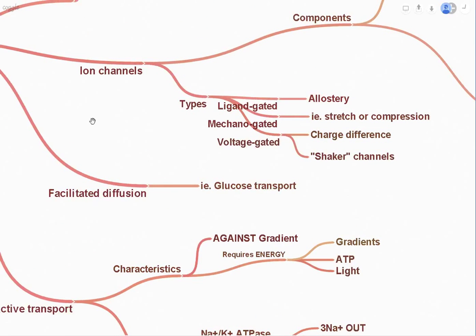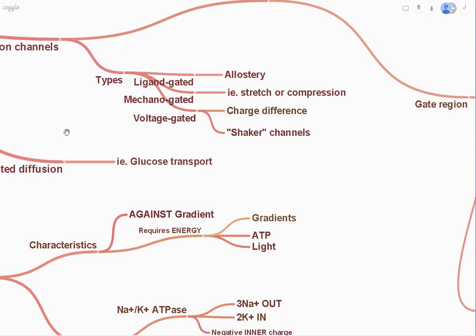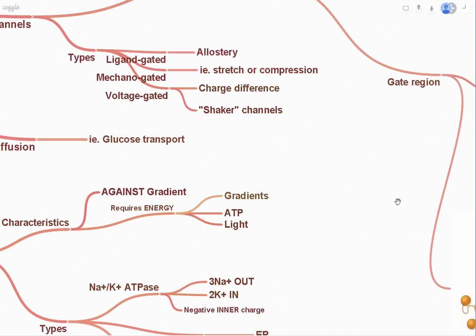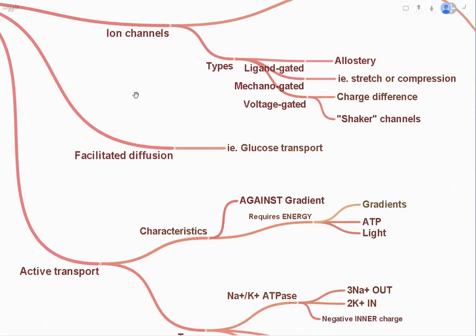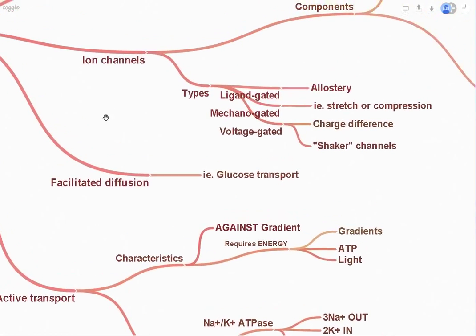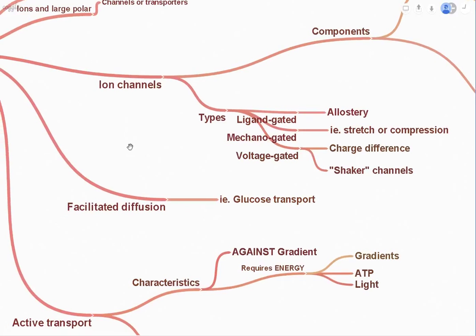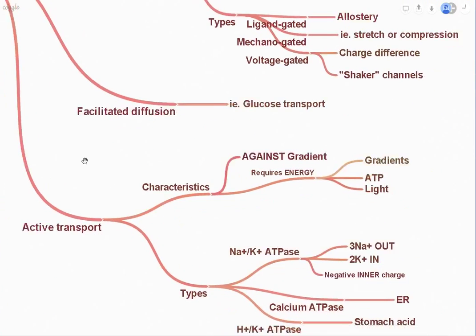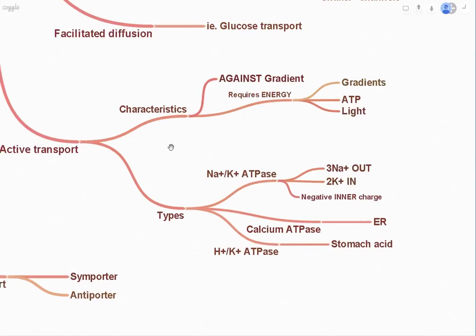Yay! Types of ion channels are ligand gated, associated with allosteric. It means binding of some specific thing to another part, like a switch. Mechanogated is stretching or compression, so it's like blocking the hole physically. And voltage gated is what we just explained. So there's a charge difference and shaker channels. These are sometimes passive transport and sometimes active, but for testing purposes, think of it as just passive, because it's just a channel. Facilitated diffusion, glucose transport, it's just co-transport.